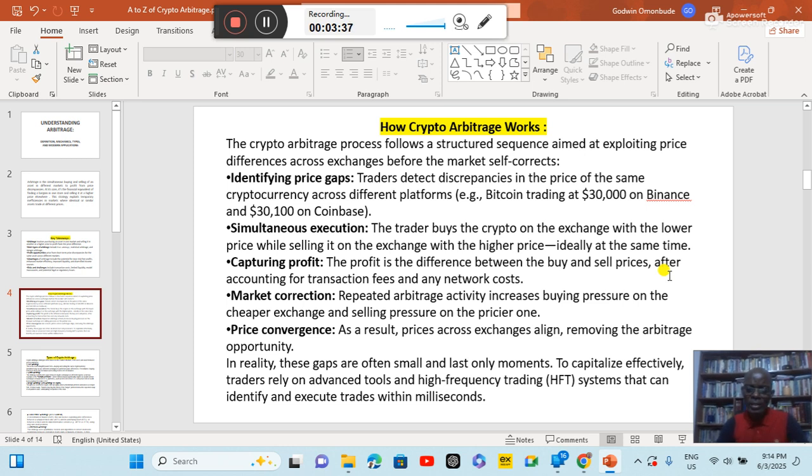Simultaneous execution. You are buying in one place and selling in the other, so there is simultaneous execution of both the buying and the selling, capturing the profit. In doing arbitrage, you must be able to capture profit while buying and selling a crypto asset. Market execution: repeating arbitrage activity increases buying pressure on the cheaper exchange and selling pressure on the pricier one. Price convergence: as a result, prices across the exchanges line up, and the arbitrage opportunity will eventually be removed when the buying and selling prices begin to align.